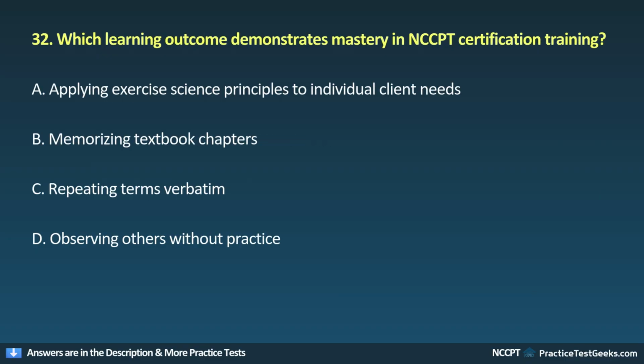32. Which learning outcome demonstrates mastery in NCCPT certification training? A. Applying exercise science principles to individual client needs. B. Memorizing textbook chapters. C. Repeating terms verbatim. D. Observing others without practice.